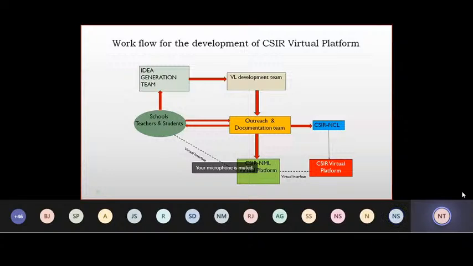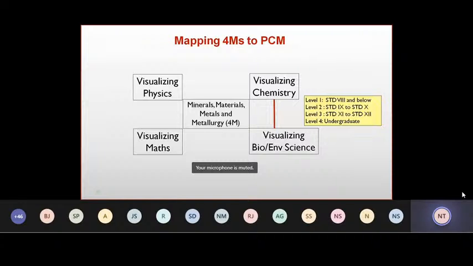Thank you so much. And then the challenge is, when we are talking about virtual laboratory, what would it be: physics, chemistry, maths, bio, environmental science, and we are here in the middle, minerals, materials, metal, and metallurgy, which I call 4M. Now there will be various levels. Level 1 means standard 8 and below, level 2 means standard 9 and 10, level 3 means standard 11 and 12, and level 4 means undergraduate or postgraduate, you may say so.